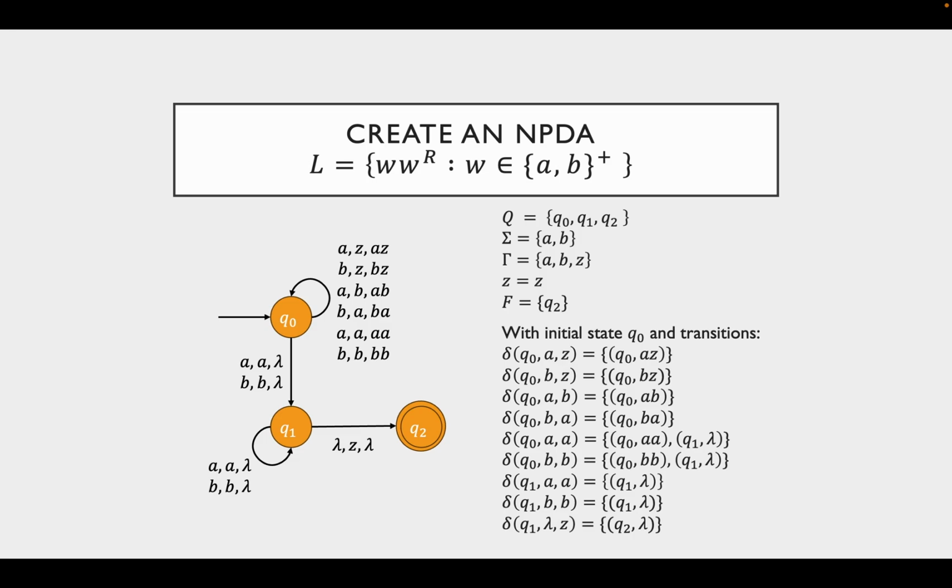This is the formal definition of our NPDA. It has three states, Q0, Q1, and Q2. It has an input alphabet of A and B. It has a stack alphabet of A, B, and Z, so very similar. Our start state is Q0, our start symbol for the stack is Z, and our final state is Q2. These are our transitions. This is where the non-determinism comes into play. So you either assume the word is still being read, so you push the same symbol on twice, or you assume it's the reverse of the word, and so you're popping things and transitioning elsewhere.